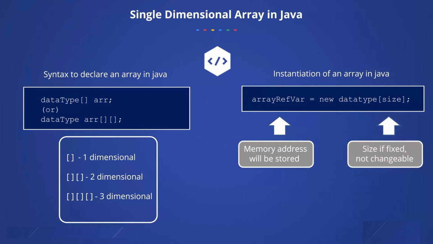This means that we have to mention the size. This is what I mean by fixed size. That means during execution, you cannot change it. Once you fix, that's it. So that's what I mean by fixed set of elements. And we have an alternative: using collections, you can make it dynamic.